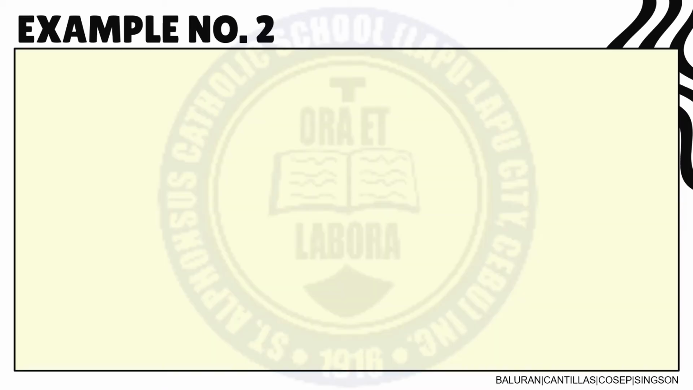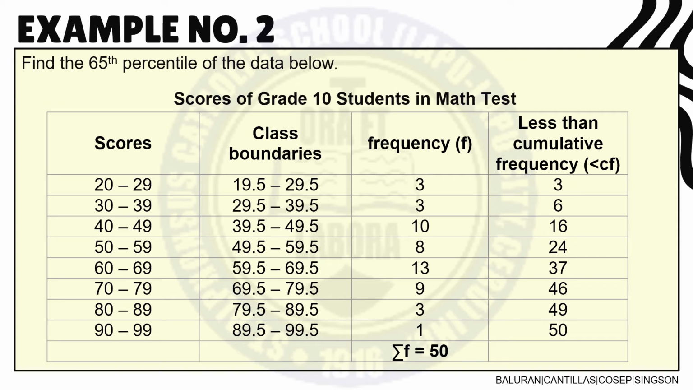Let us now have our second example. Find the 65th percentile of the data below. So our data is all about the scores of grade 10 students in their math test. So we have the following. We are given the following columns for the scores, class boundaries, frequency, and the less than cumulative frequency. So the summation of f of this given data is equal to 50.